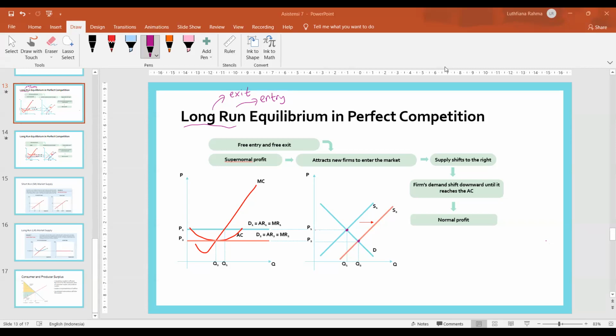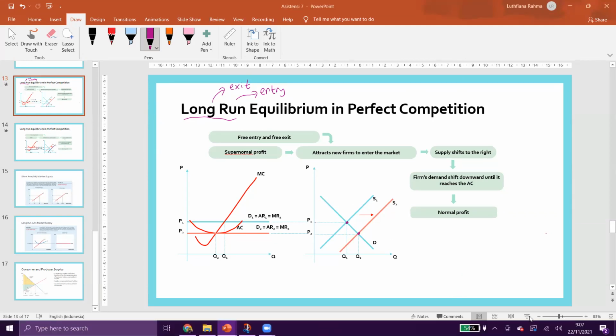So if we talk about the long run decision whether to exit or to entry, you should understand the characteristic of the firms in the perfectly competitive market. Always remember that there is a characteristic that the firms freely enter and exit the markets. And also remember, at the first condition, we assume that the firm has a supernormal profit. Okay, now we assume that the firm has a supernormal profit.